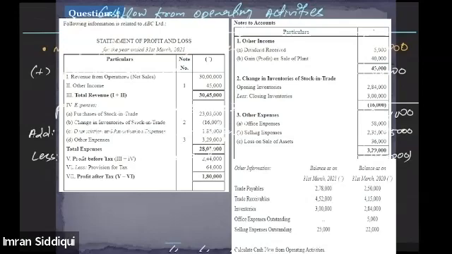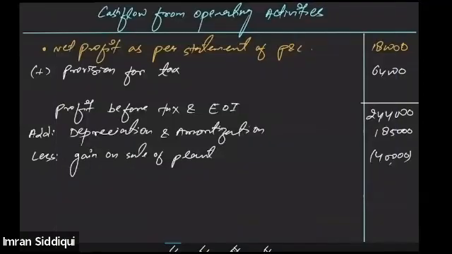And moving downwards, we have one more item given in the notes to account. The last item, loss on sale of asset. Everybody is able to see that? Loss on sale of asset. What we'll do is we'll have to add that. Add loss on sale of asset.